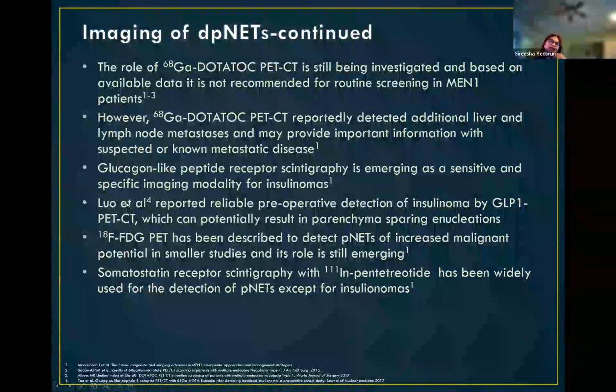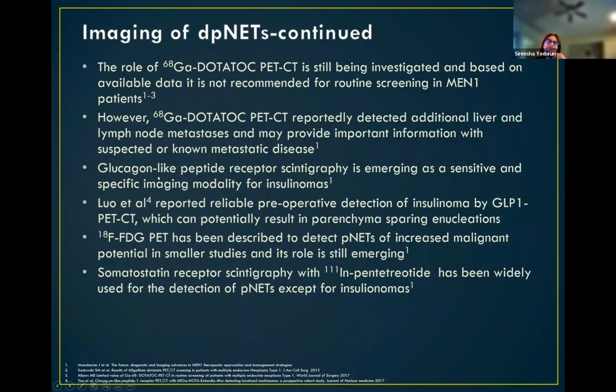Particularly for insulinoma, if insulinoma is suspected and you cannot localize it with CT, then glucagon-like peptide receptor PET-CT is the next imaging modality, and it can help with parenchyma-sparing enucleations. PET-CT has been described to detect some tumors, but its role is still emerging. Somatostatin receptor scintigraphy with In-111 has been widely used for the detection of all the tumors except for insulinoma.